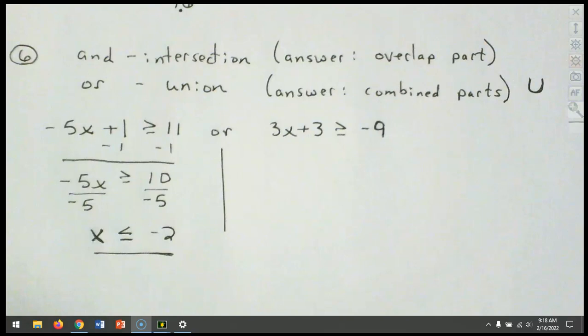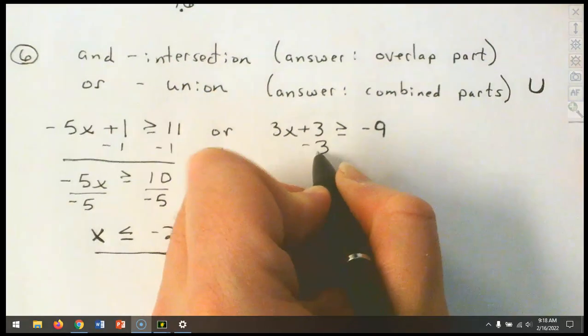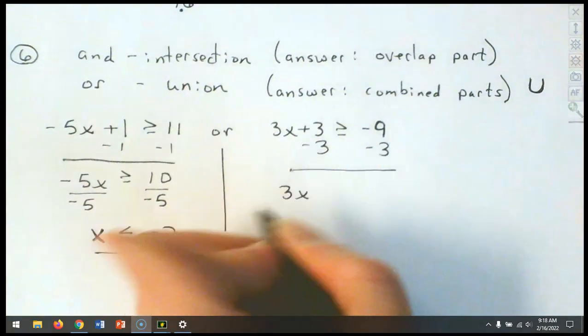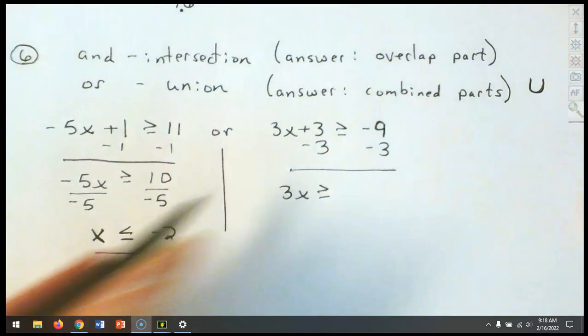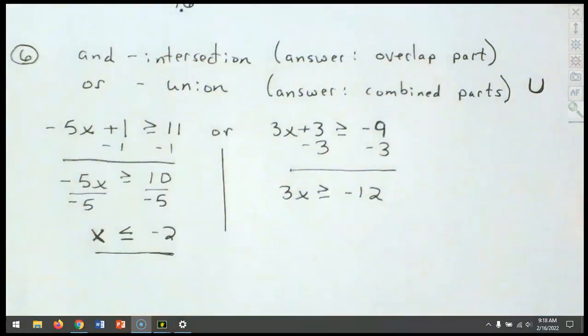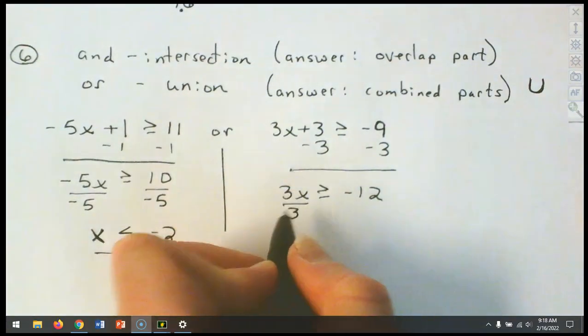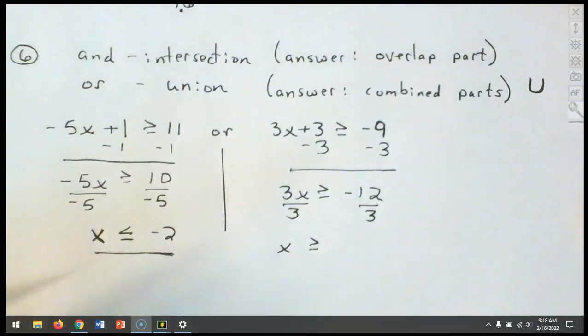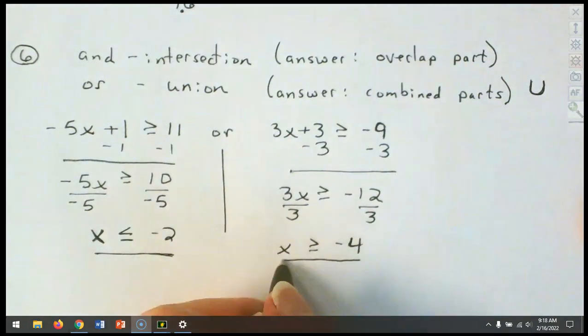Now we're going to do the other one. Move the 3 over. 3x is greater than or equal to negative 12. Divide by our 3. Do we flip the inequality? No. Nope. Why not? Not dividing. Right. Dividing by a positive 3, not a negative 1.